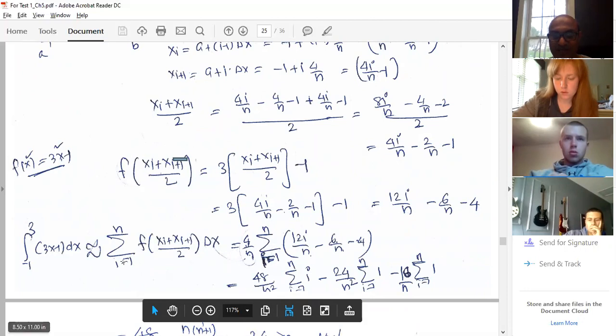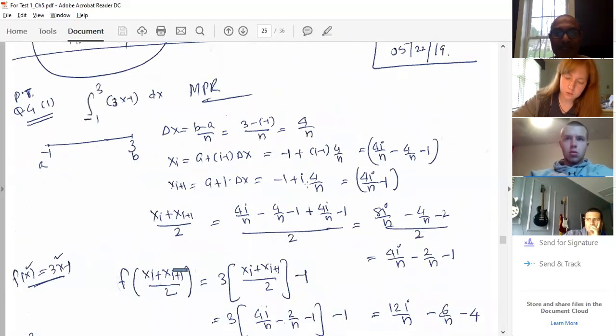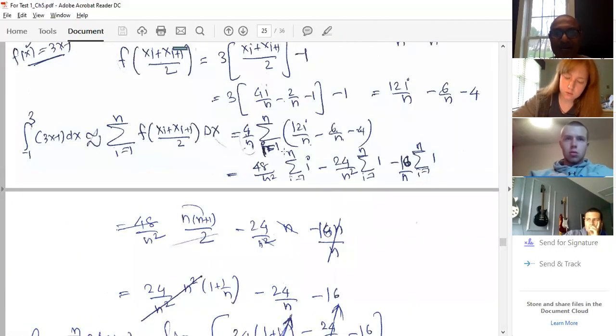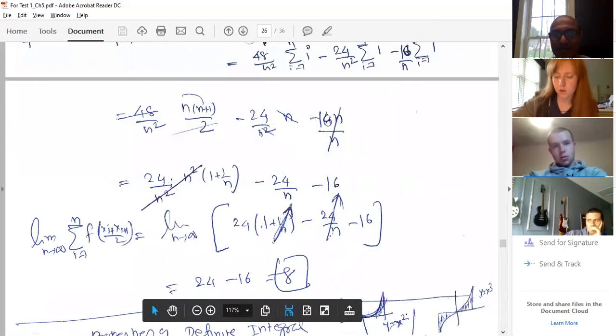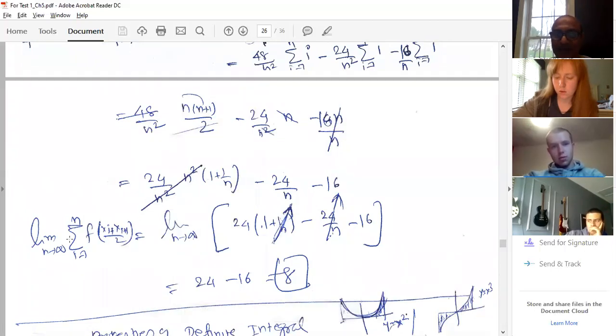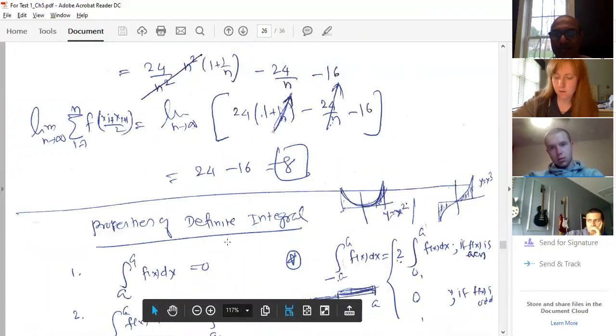Just plug these numbers inside the summation sign. What was delta x? We found delta x is 4 by n. So 4 by n is just out. Summation of 12i by n, so 12 by n is out, and summation of i, minus 6 by n, minus 4 out, summation of 1. If you simplify this one, you will get this one. Take this n out. Once you take this n out, this n and n square will get cancelled out, and you are getting this one. Finally, pass the limit as n tends to infinity, and you are getting 8 as the answer.